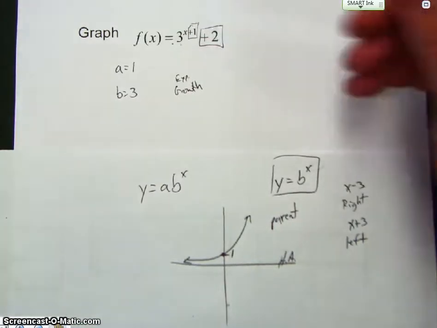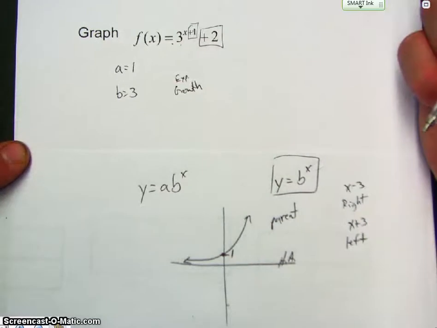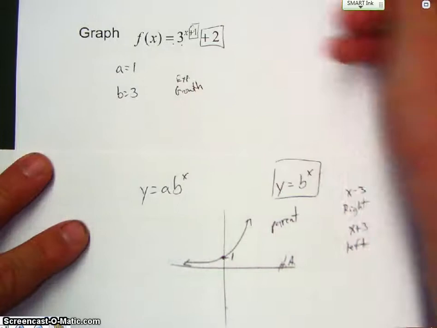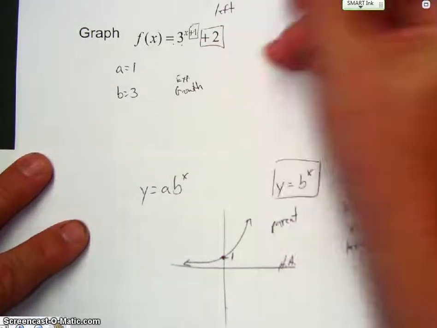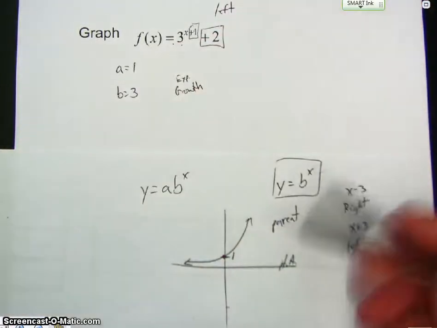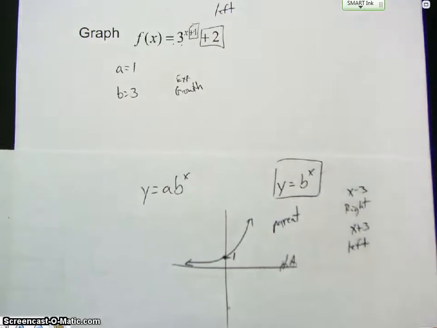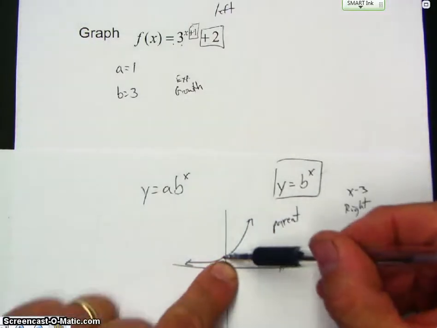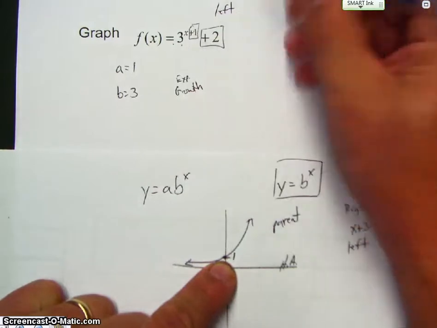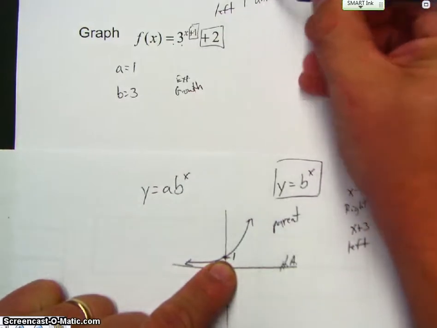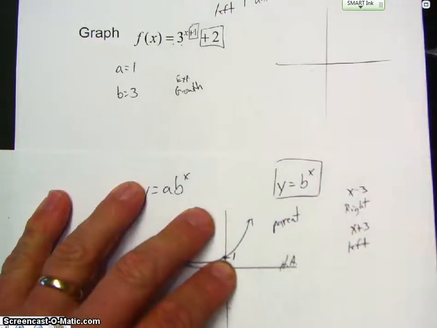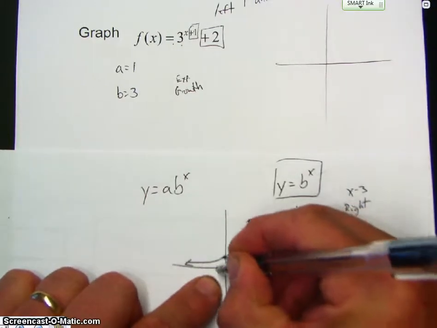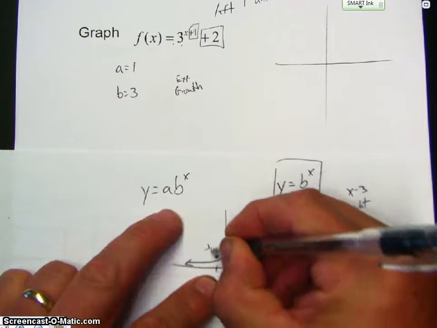Okay, so let's start with the left or right. So it's plus 1, and we got to think opposite, so we're really going left 1. You know there's only one point here, so this is super easy. All we're going to do is translate this point left 1 unit. Now it was here, and this point is moving left 1, so now we're at negative 1, 1.